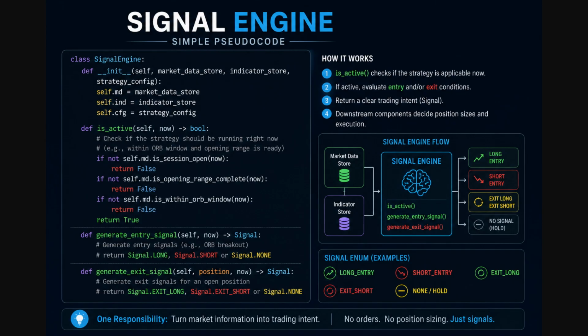The signal engine exposes just 3 functions. First, it generates entry signals. Second, it generates exit signals. And finally, it decides whether the strategy should even be active in the current market conditions. That last function, is active, is probably the most underrated one.